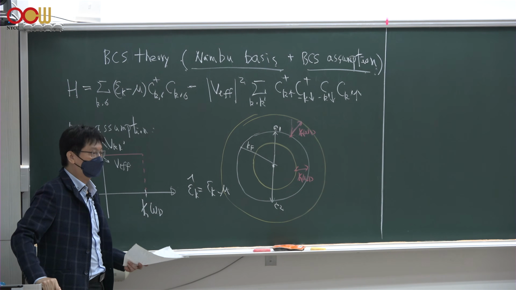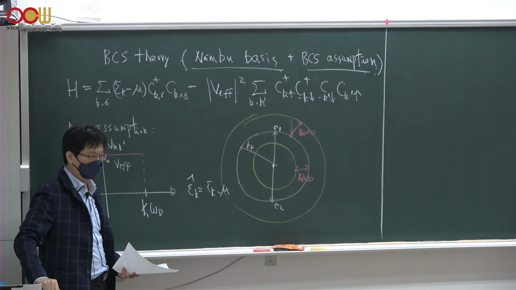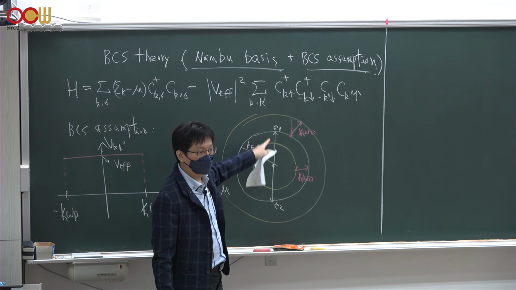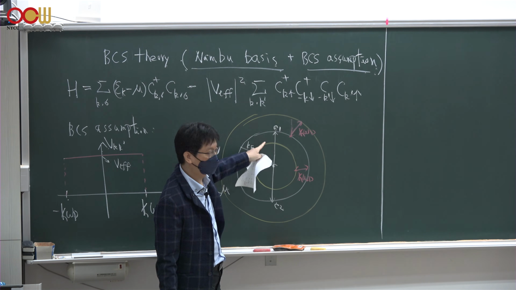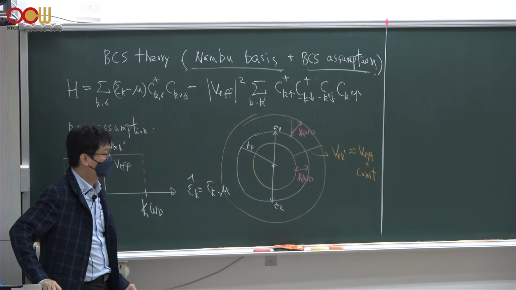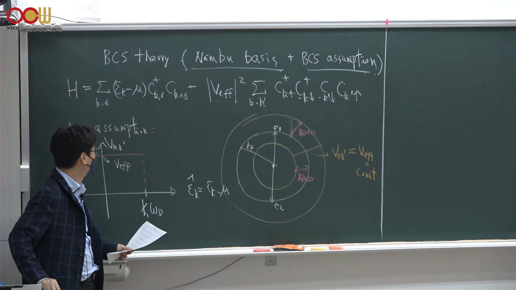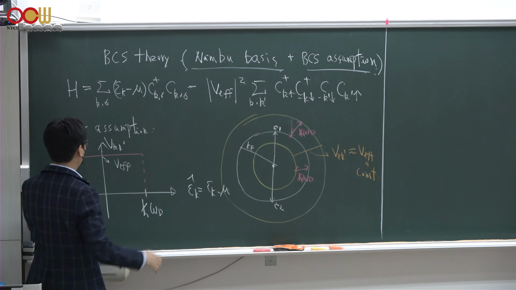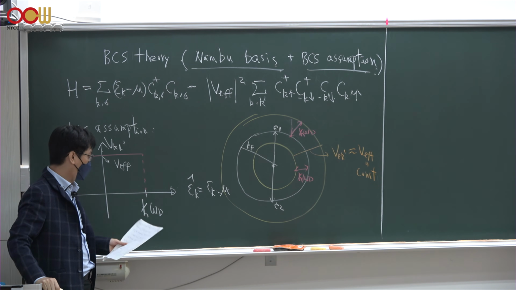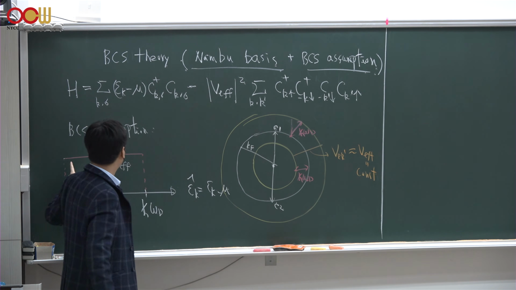The simplest assumption, of course, is a very bold assumption: whether this matrix element is a constant inside this plus minus ħω_D range relative to the Fermi level, whether this V effective is really a constant. But anyway, it turns out that this assumption is really good, though naive and simple, that this potential matrix element V_KK' is independent of momentum within that range plus minus ħω_D, which is just a constant.